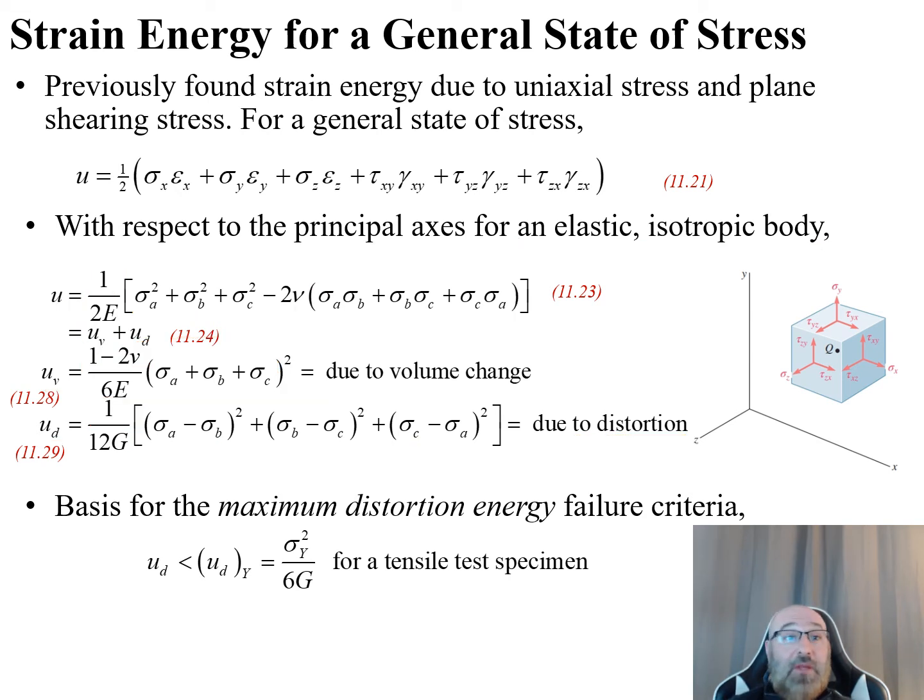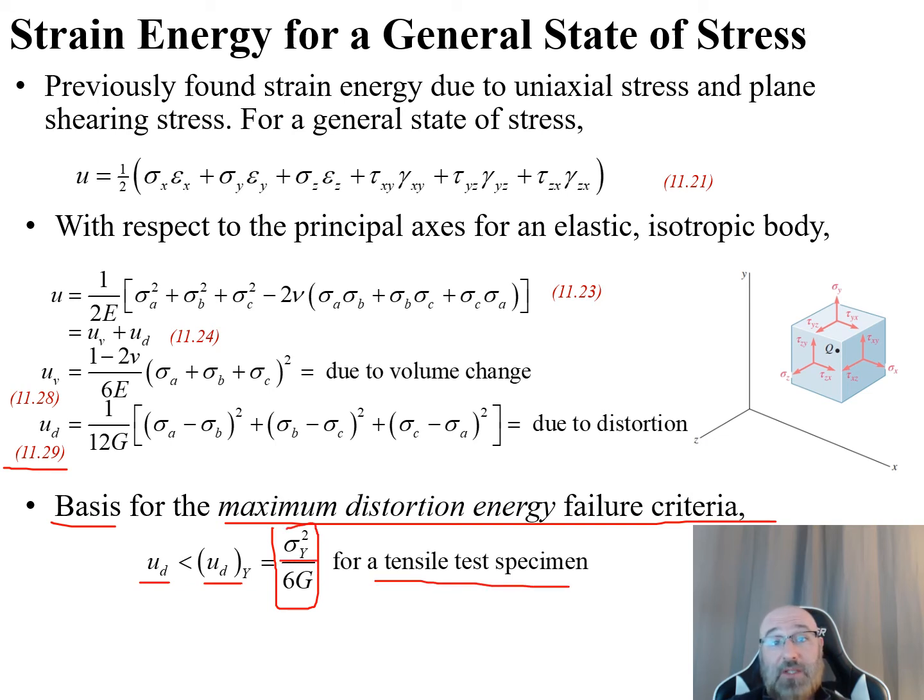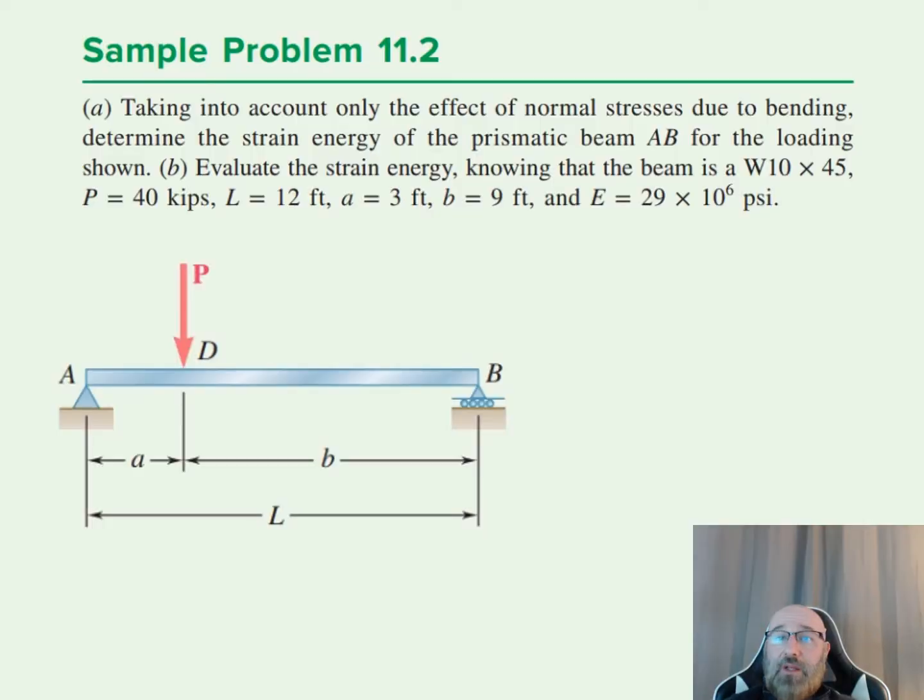Now this is going to be the basis for our maximum distortion energy failure criterion. We have the relationship that this u sub d from our equation 11.29 up here must be less than our u sub d sub y, which is equal to sigma sub y squared all over 6G for a tensile specimen.